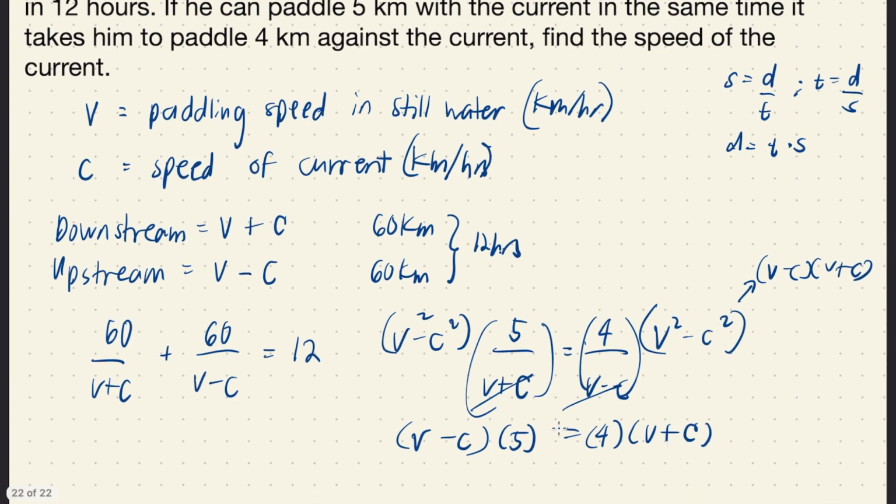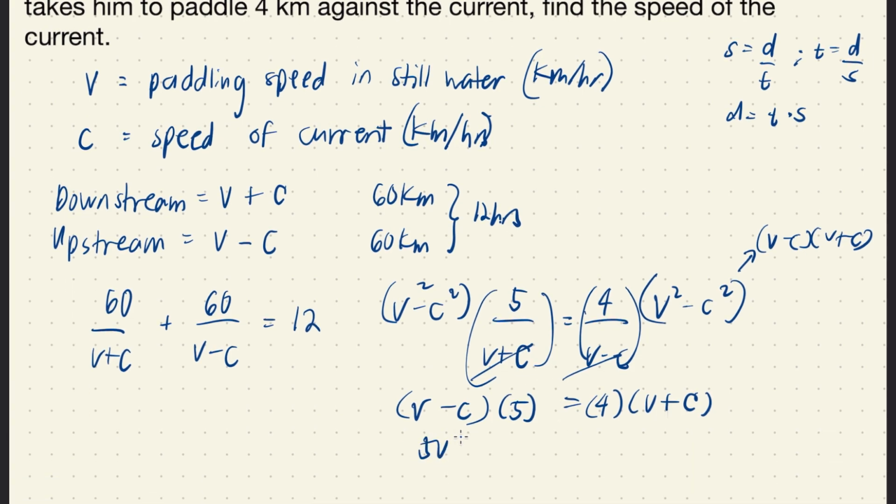Okay? So, combining this, 5v minus 5c is equal to 4v plus 4c. Combining like terms, we'll have 5v minus 4v. We have 4c plus 5c. You'll have v is equal to 9c. We will keep that. We will use this relationship to substitute in this first equation.